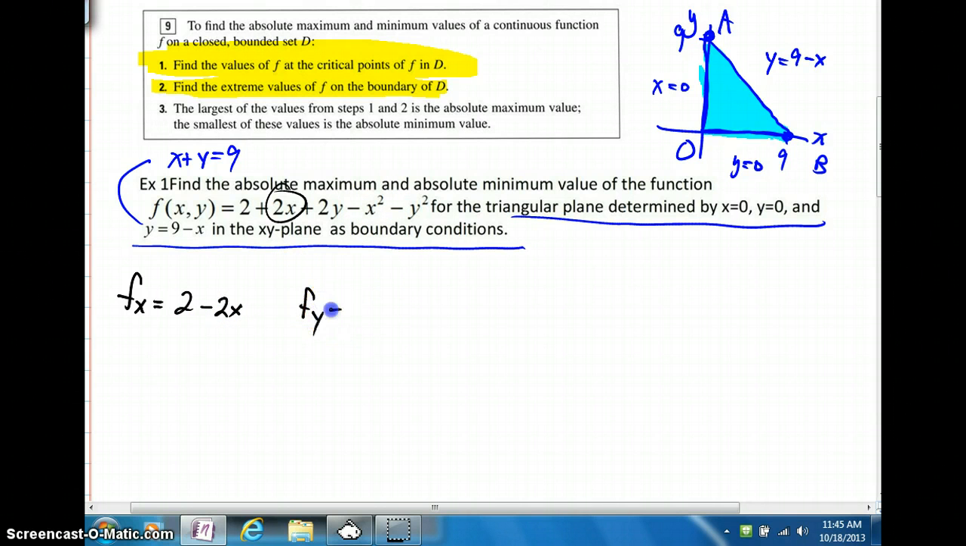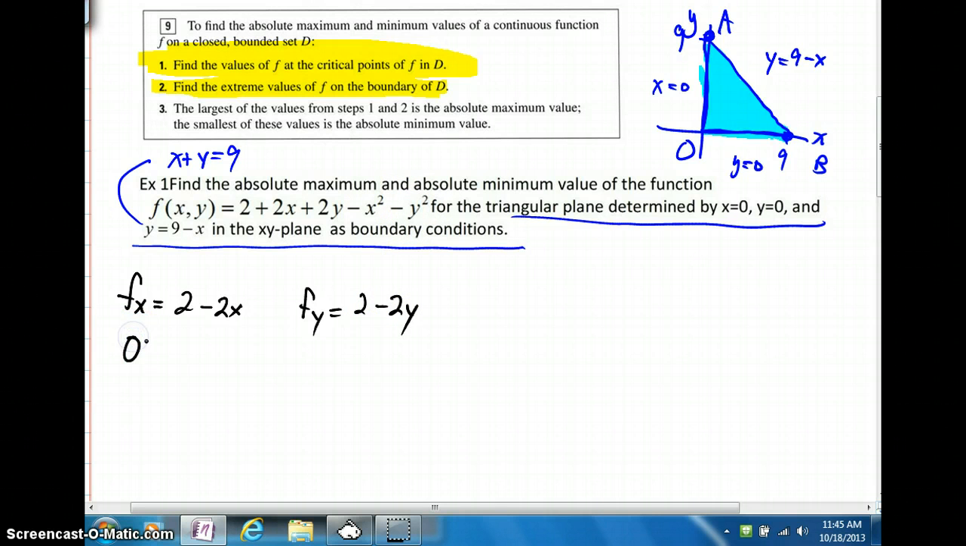Let's take our derivative with respect to y. As we do that, you're going to see the derivative of 2 and 2x cancel out. Derivative of 2y is just a 2. And then from here we can say, well, my goodness, the derivative of negative y squared is negative 2y.